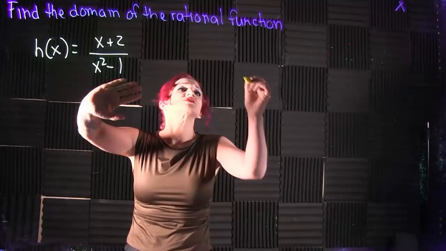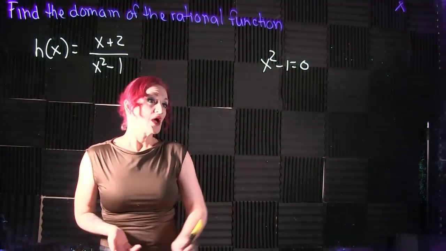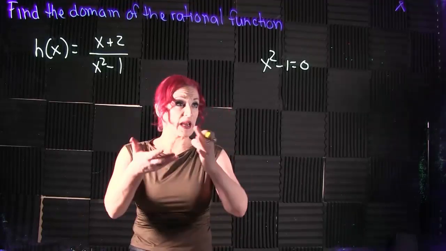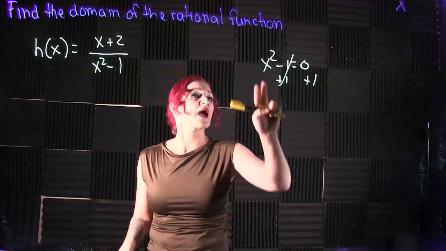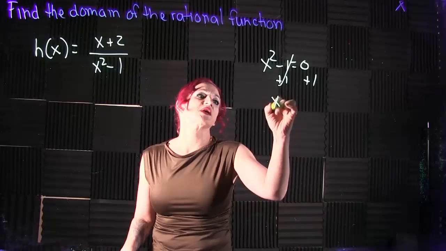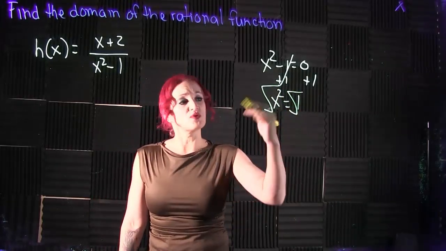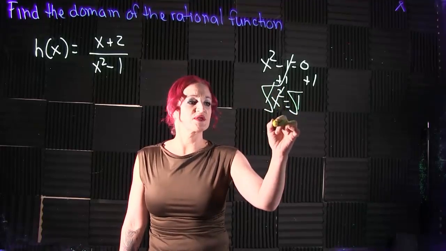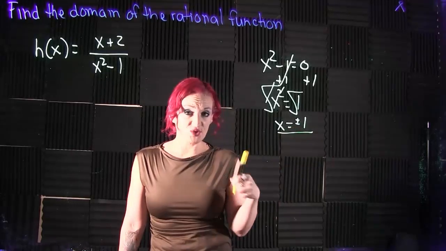So first things first, take our denominator, set it equal to 0 and solve. So this is a quadratic equation, but we're able to solve this using the square root property. Move your number over to the other side, get your squared term by itself, so we can just add 1 to the other side to get x squared is equal to 1. Take the square root of each side, the square root and the square cancel, and you're left with x is equal to plus or minus 1.